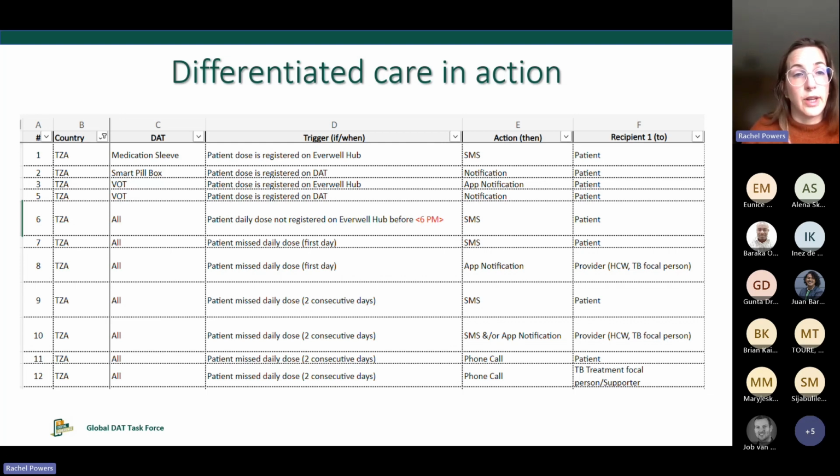So for medication sleeve, if the patient dose is registered on the hub, then there would be an SMS confirmation to the client. Then you also see things like with Smart Pillbox. Once the patient is registered on the pillbox, they get a welcome notification. And then for all of the DATs, we had similar follow-up after 1 missed dose, 2 missed doses, and these could be an app notification or SMS to the recipient, and there are also messages to the provider based on what kind of support they're required to provide.